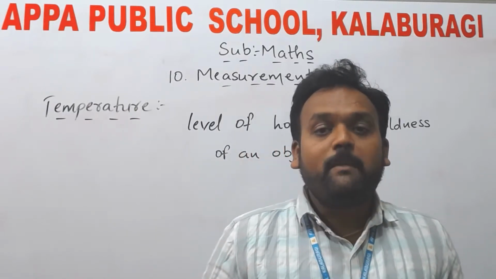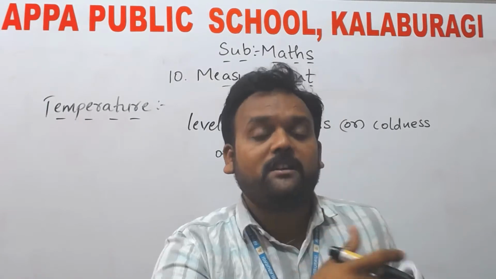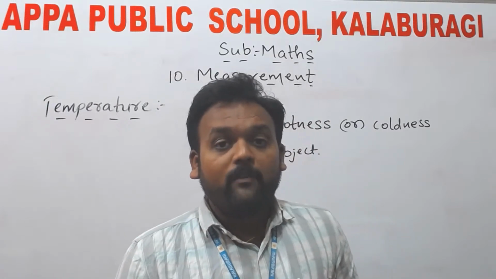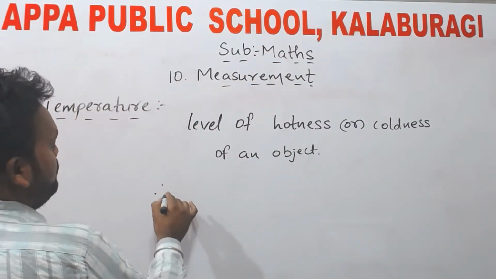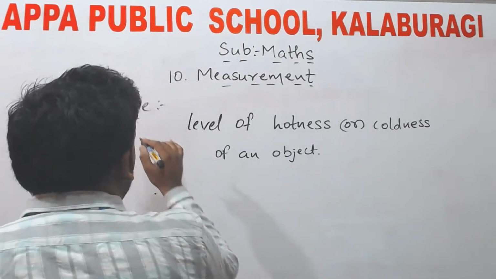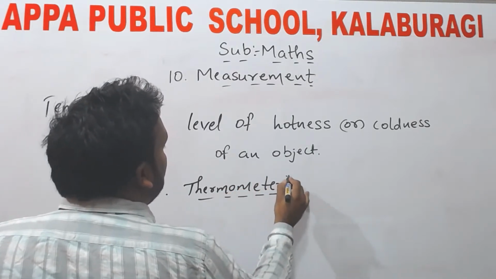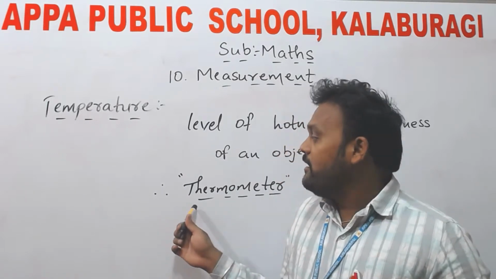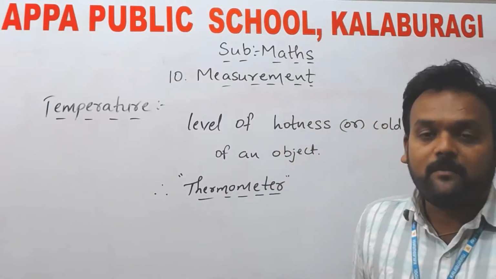We cannot know the temperature reliably by touch, because the sense of touch varies from person to person. So to find the temperature, we use an instrument. The instrument for measuring temperature is called a thermometer. Thermometer means measuring the temperature.